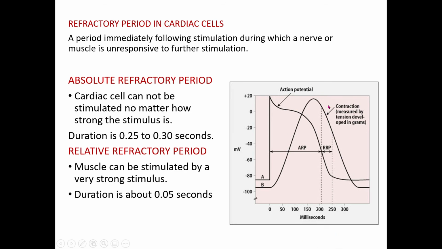If you see this picture, A is showing you the action potential and B is showing you the contraction in the muscle cell. So always remember, this is the electrical activity and this is the mechanical activity. First of all, there is electrical activity, then there is mechanical activity. In the electrical activity, during the action potential, what happened?